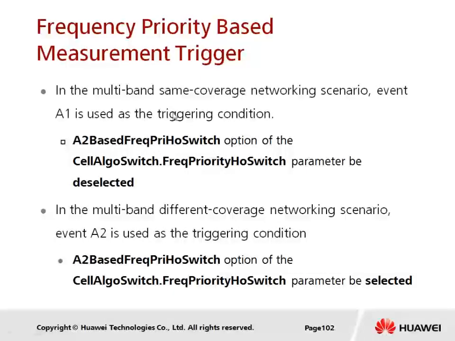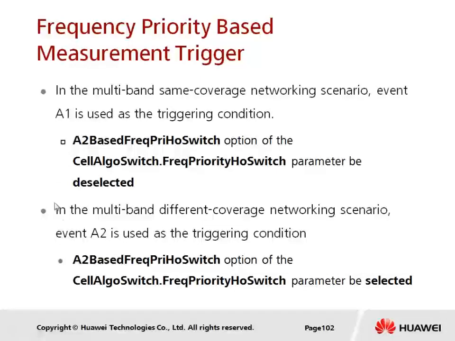For this scenario, a switch has to be turned off. The switch is called the A2 based frequency priority handover switch. This switch has to be turned off so that A1 will be used as a trigger instead of A2.